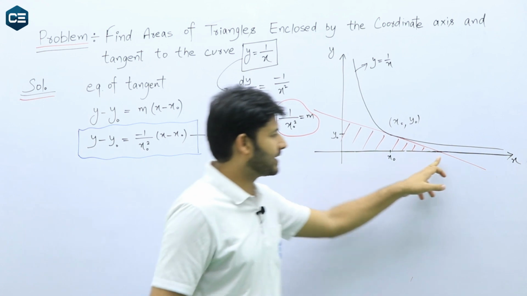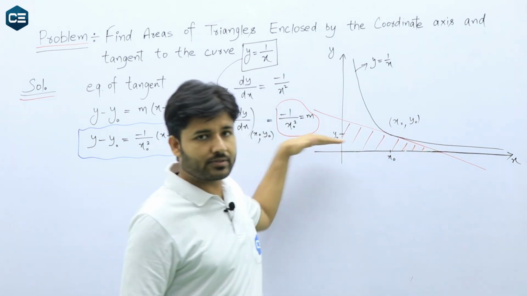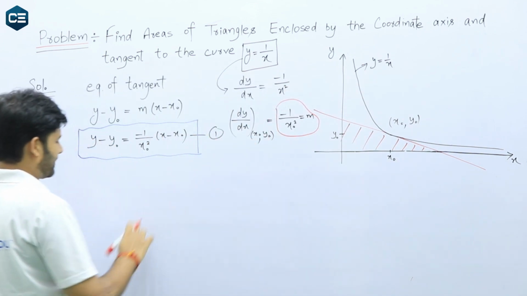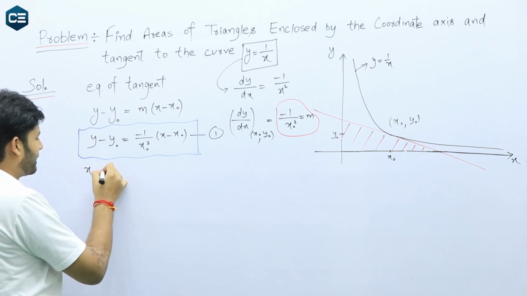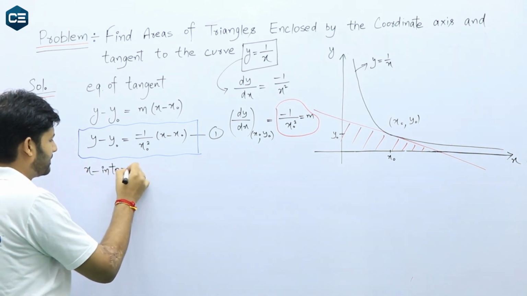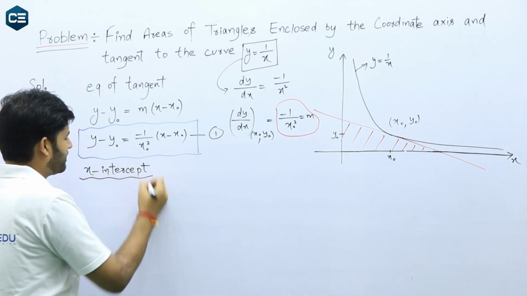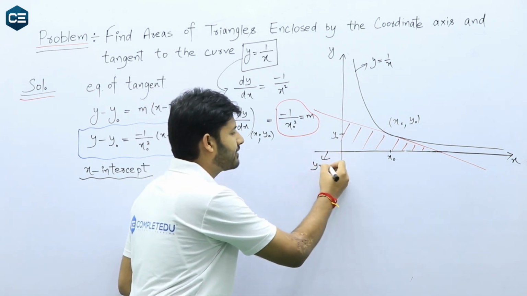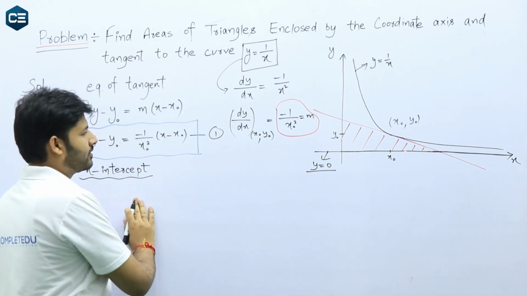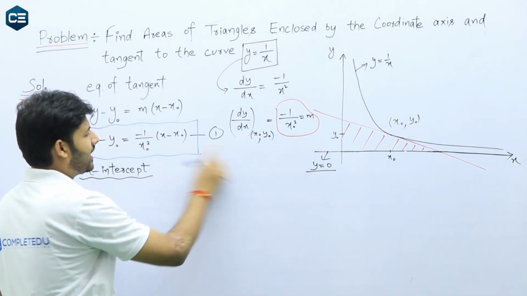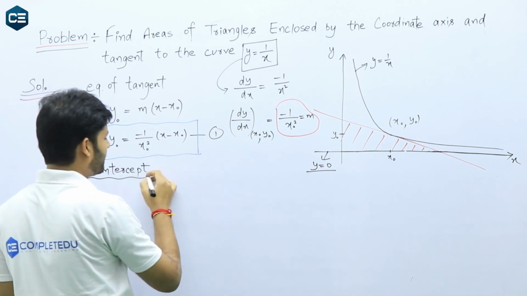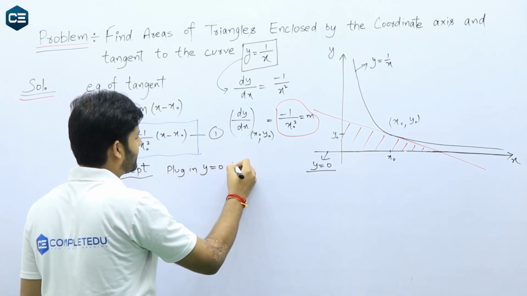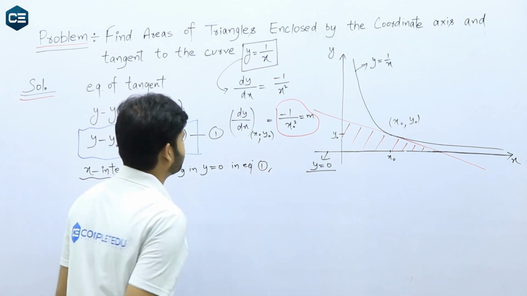We need to find firstly this point. This is the intersection point of the x-axis, as you can see, and the tangent line. We call that point the x-intercept. The equation of the x-axis is y equals 0. So for solving these two equations, I have to plug in y equals 0 in equation 1.